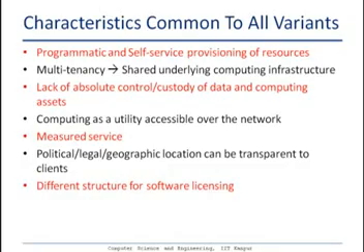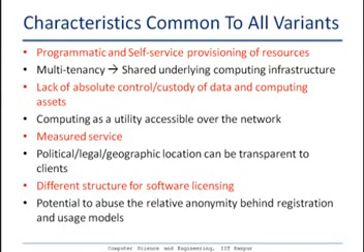Another important characteristic is that there is a potential to abuse the relative anonymity that goes behind when you register for cloud provider services. Typically, all that you need to subscribe to a cloud service is a valid address and a credit card. And if someone has illegitimately accessed these details from someone, then they can abuse that and subscribe for different computing resources which they can further use for other malicious purposes. So these are the characteristics which are common across different cloud variants.